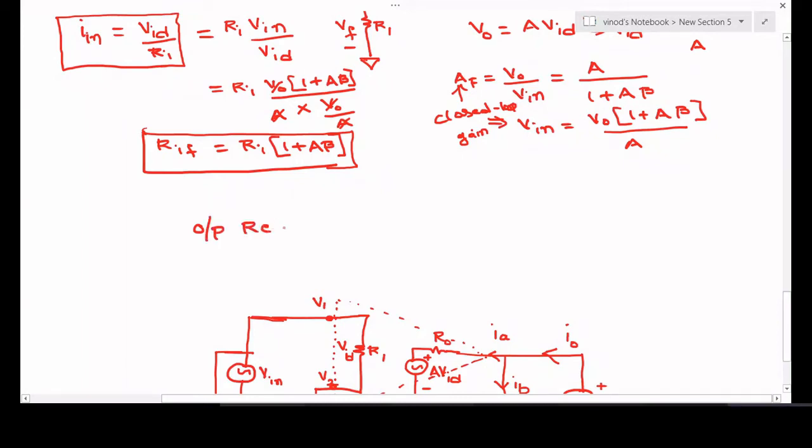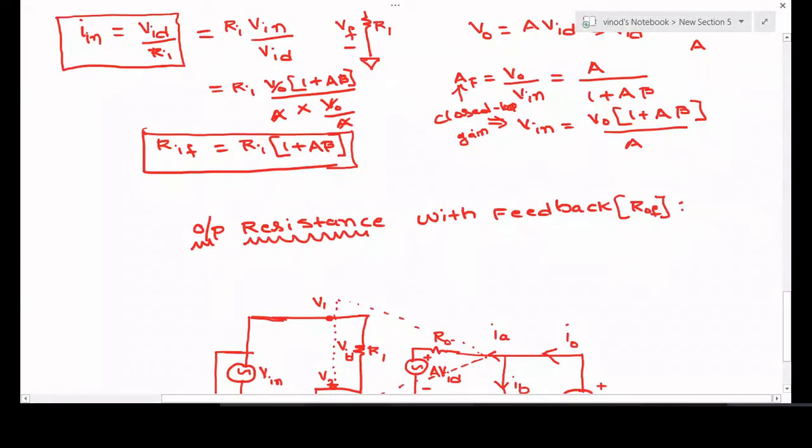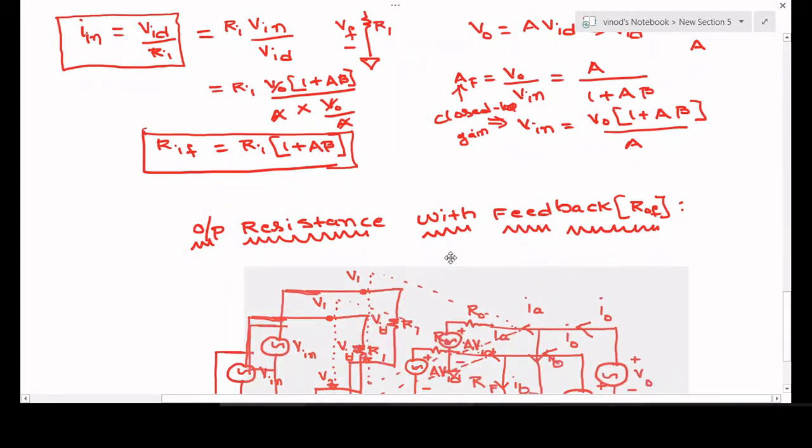Output resistance with feedback. So that is nothing but R output resistance. This O represents output, whereas this I represents input. F is feedback. So R_OF is the output resistance with feedback, right? We will derive the output resistance with feedback.